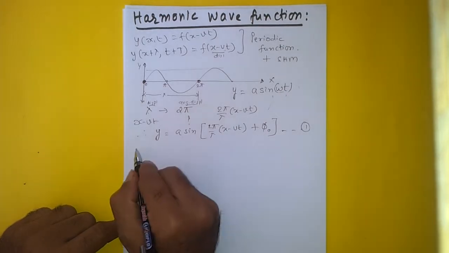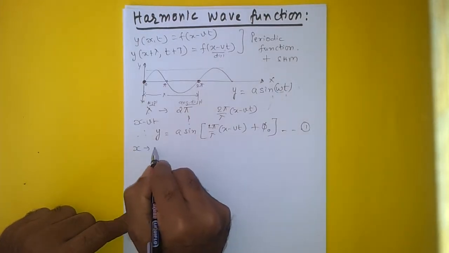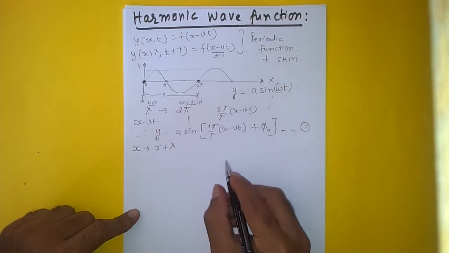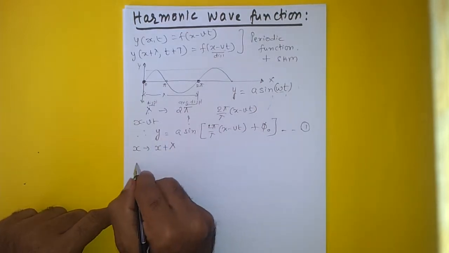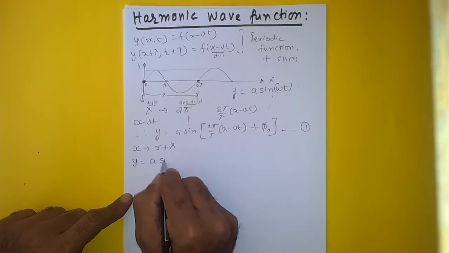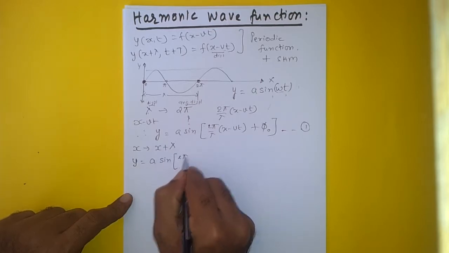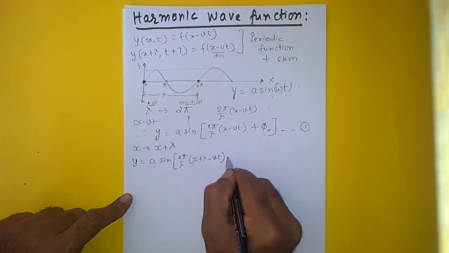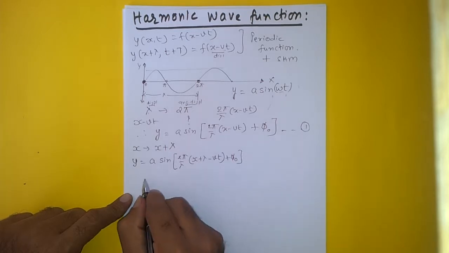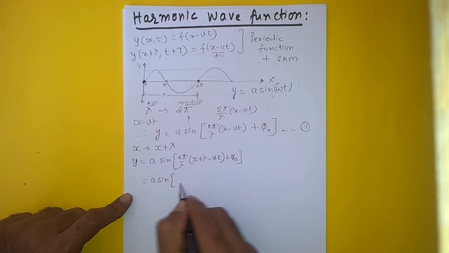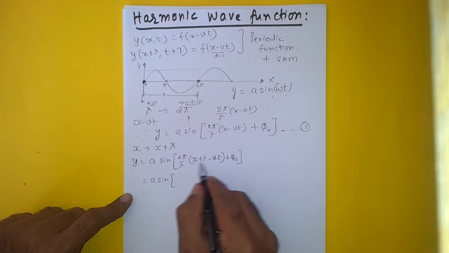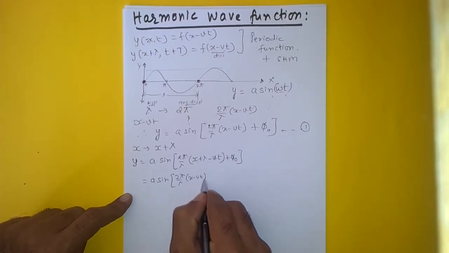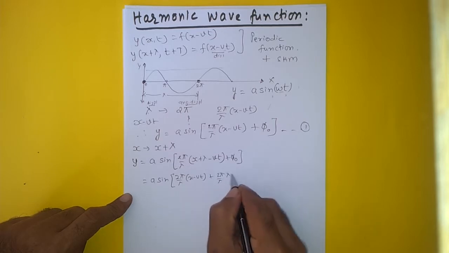So what I'll do is, for x, I'll write x plus lambda, and see whether I get the same equation or not. So if I do that, what I will get is y is equal to A sine 2 pi upon lambda. For x, I'll write x plus lambda, minus vt, plus phi 0. And if I expand this bracket, then what I get is 2 pi upon lambda times (x minus vt) plus 2 pi upon lambda into lambda plus phi 0.